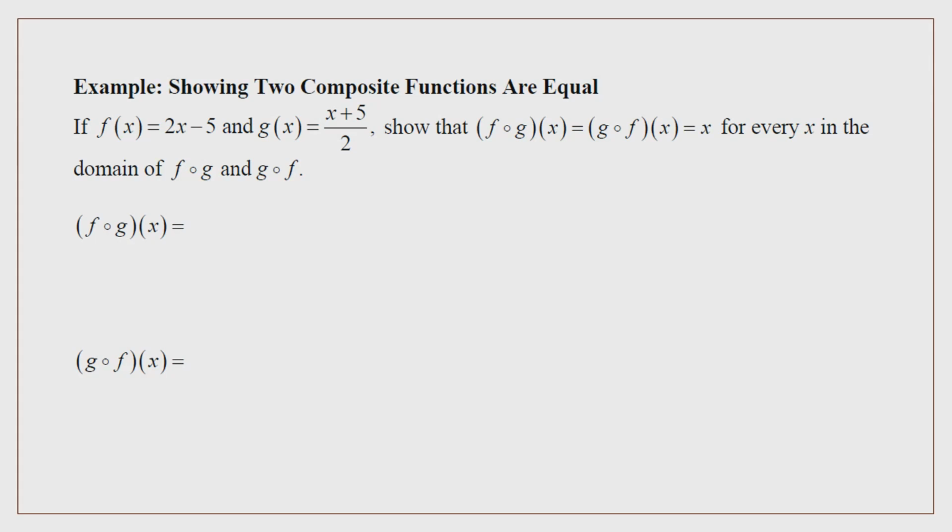So in this example, we're going to be showing two composite functions are equal. If f of x equals 2x minus 5 and g of x equals x plus 5 divided by 2, we want to show that f composed with g of x equals g composed with f of x equals x for every x in the domain of f composed with g and g composed with f. So let's find f composed with g of x, and then we'll find g composed with f of x, and that will help us determine that both of these two functions are equal to x.